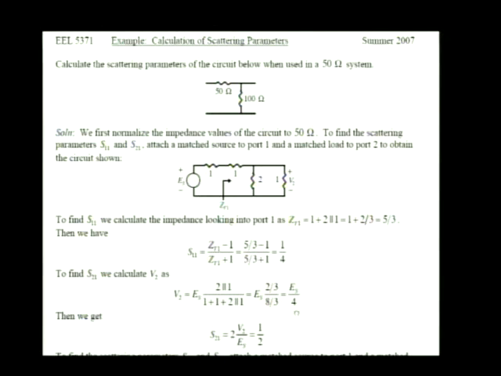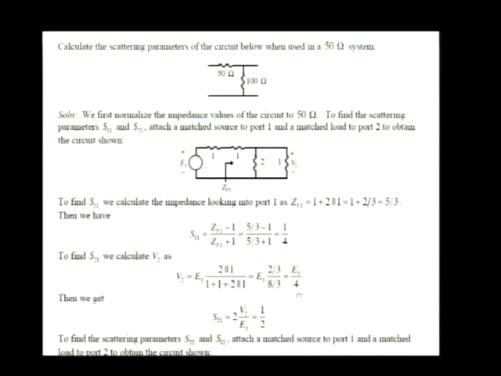Okay, well now we're just about done because S21 is twice V2 divided by ES. So take this quantity, multiply it by 2, and divide it by ES. Nicely enough, the ES's cancel, and we just end up with 1/4 times 2, or 1/2, as the final result. So we've now found the scattering parameter S21 for this circuit.